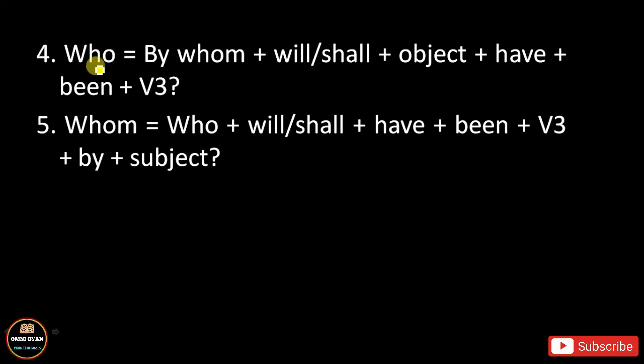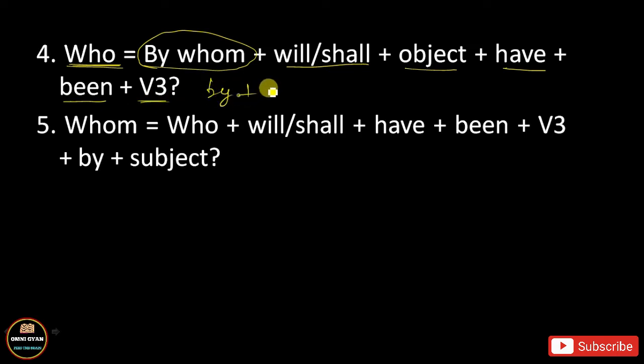Rule number 4. I just told you that if there is a sentence that begins with who, then you have to start the sentence with by whom. ठीक है, अगर who से कोई sentence शुरू होता है तो आप अपना आंसर पैसिव वॉइस में कैसे शुरू करेंगे? With which word? With the words by whom. After that you have to use will or shall, after that object, after that have, been, and then verb third form. So by plus subject we don't use here.